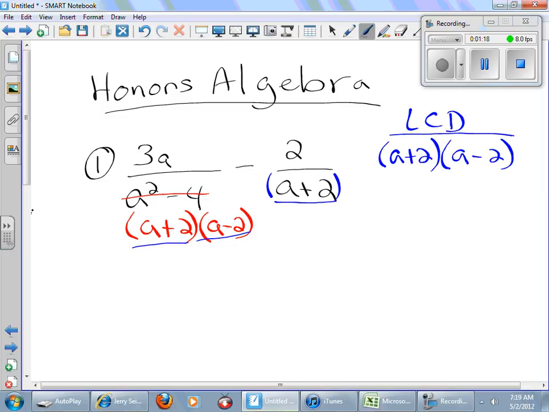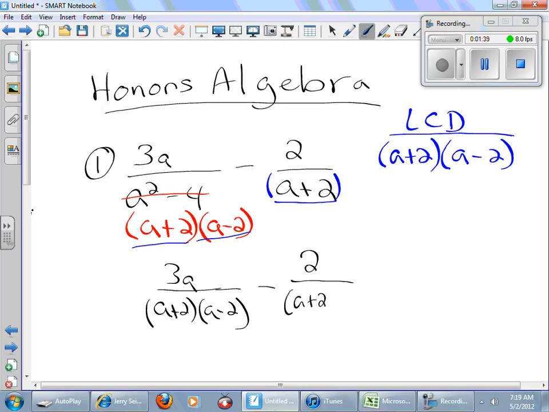I've accounted for everything. So the question is, what am I going to do to this first fraction? Well, this first fraction is 3a over a plus 2, a minus 2, both as quantities. And the answer is I'm not going to do anything to it. It has the LCD already. The second fraction, however, does not have the complete LCD. It has one of the factors, but it's missing the other one. I'm going to multiply it by a very special form of 1 using the factor that it does not have.